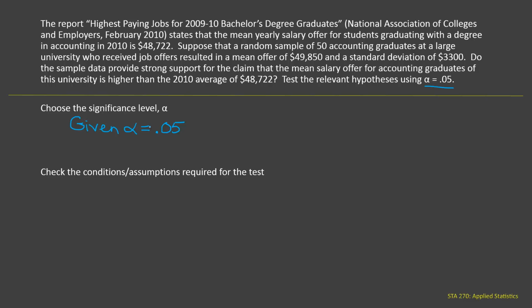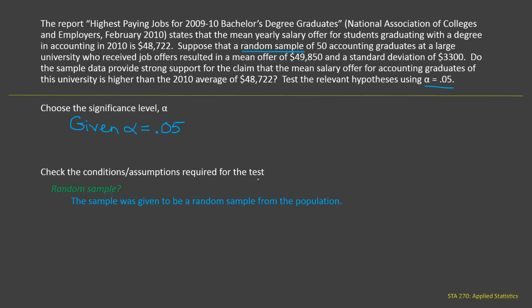Next, we need to check the conditions or assumptions required for this particular t-test. For all these tests, we need a random sample. We need to collect our data in a sound way. In this particular one, it did say that we had a random sample, so we do need to just reiterate that the sample was given to be a random sample from the population.